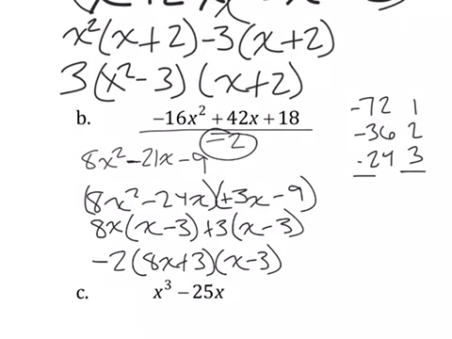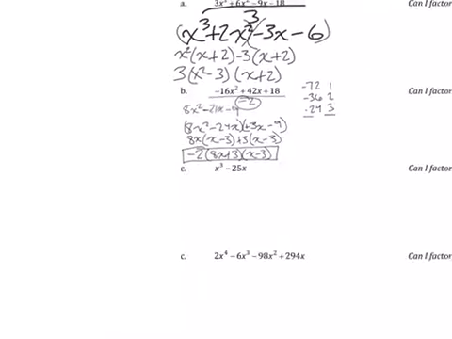And then we take out our common binomial, which is x minus 3, put it all together to get a final expression of negative 2 times the binomial 8x plus 3 times the binomial x minus 3. All right, let's go to C.